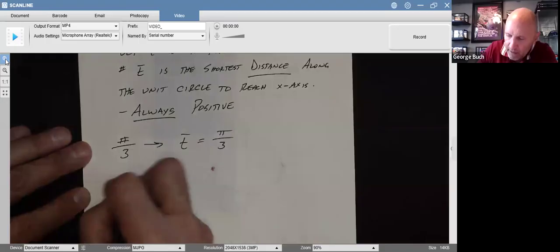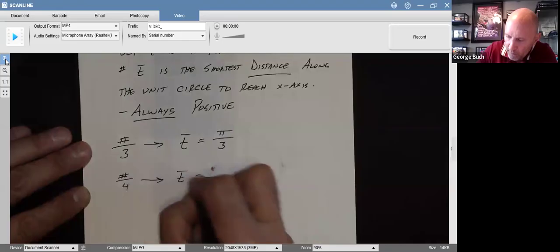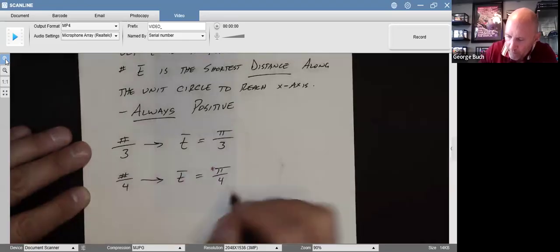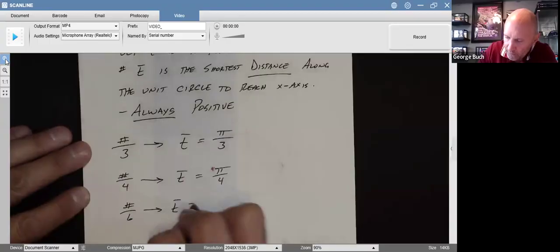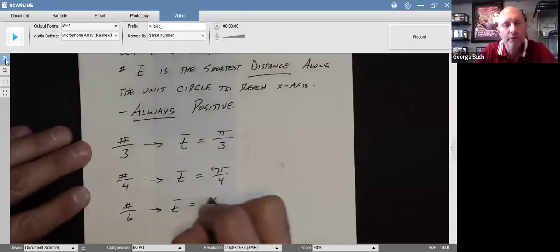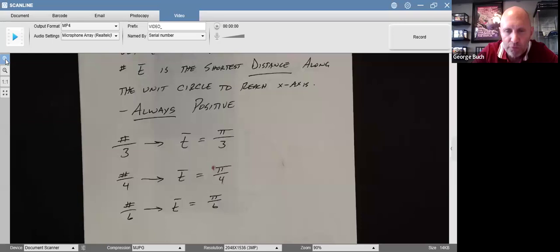If I have any number over 4, my T bar is pi over 4. And any number over 6, T bar, you guessed it, pi over 6. So if I said to you, okay, what's the reference number for 111 pi over 4? Well, you don't have to find 111 pi over 4 in the unit circle and then figure it out. Because the denominator is 4, I know T bar is pi over 4.